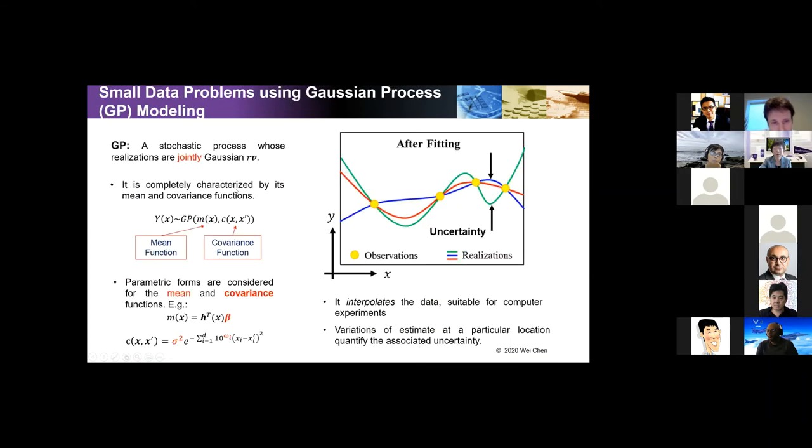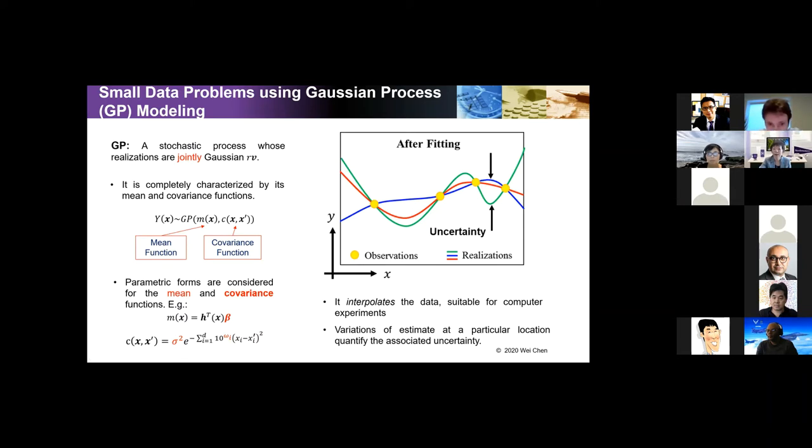So to develop this kind of technique for dealing with small data problems, in our research we promote a method called the Gaussian process. The Gaussian process is a technique that can collect the data and fit a model that not only passes through all this data, but can also give you uncertainty quantification at the locations where you do not have any data points. And this is important for using a sequential sampling strategy in an adaptive way, right?